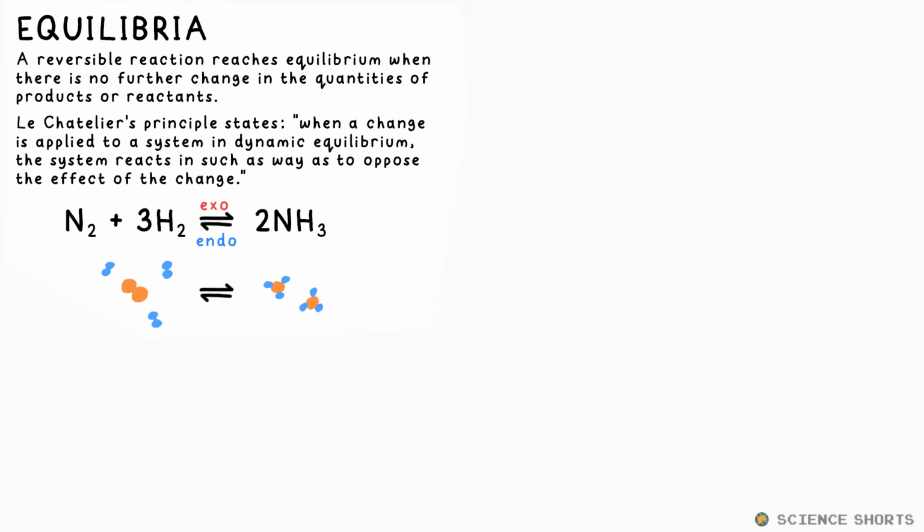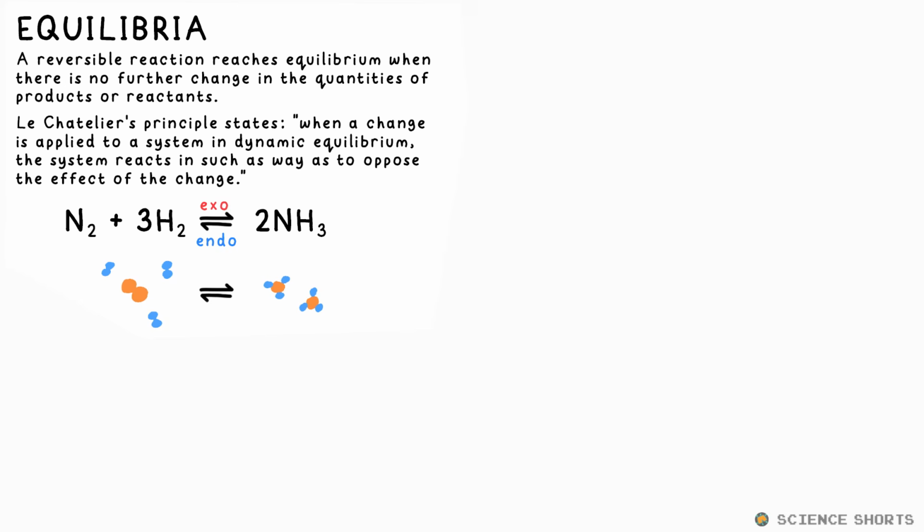If you change a condition at this point though, the rates will no longer be equal, and so there will be an observable change, that is, until equilibrium is once again reached, but now with different amounts of products and reactants. Le Chatelier's principle says as much. When a change is applied to a system in dynamic equilibrium, the system reacts in such a way to oppose the effect of the change.